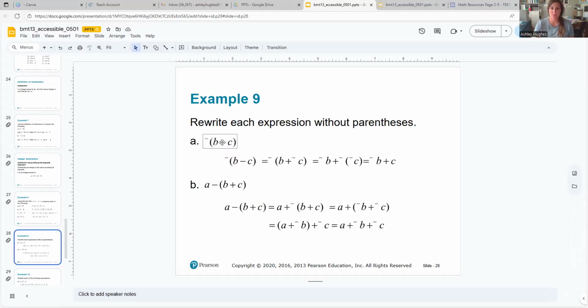This is just showing the distribution, right? I bring that negative into the b, into this -c. So then it becomes -b plus c. Here you subtract b and subtract c.